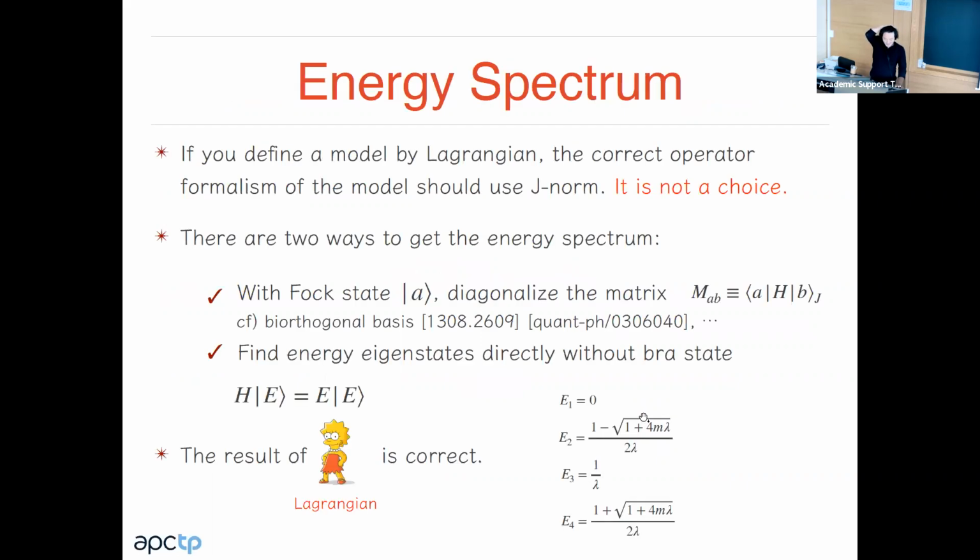Okay. It's indeed an important thing. If you define your model by a Lagrangian, then the correct operator formalism of this model should use the J norm, not the original norm. This is not a choice, it's the correct norm. Actually, there are 2 ways to get the energy spectrum. One is that you can use the Fock state here.